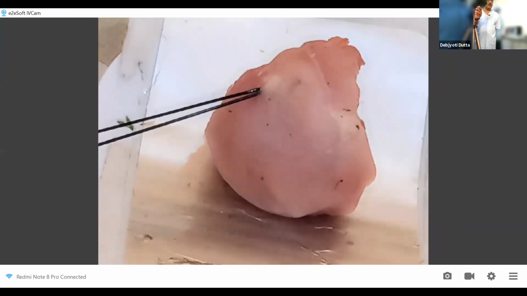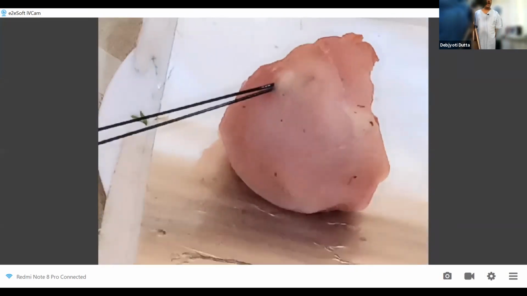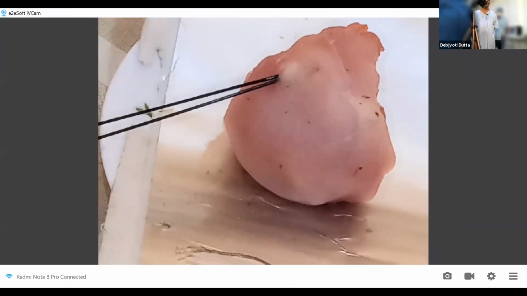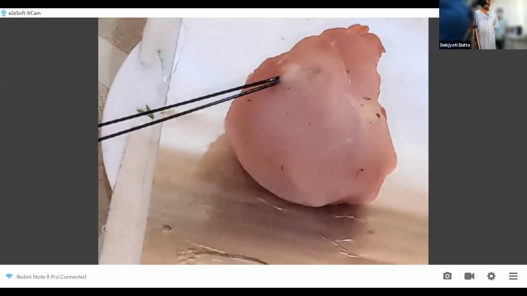You can see the lesion is going on, and you can see that it is getting paler. So that is the lesion. You can easily understand the color change, the surrounding color and the color where there is lesion.